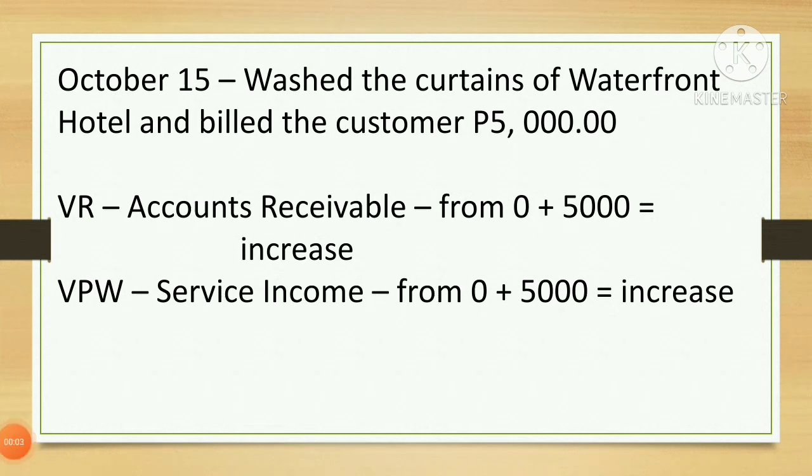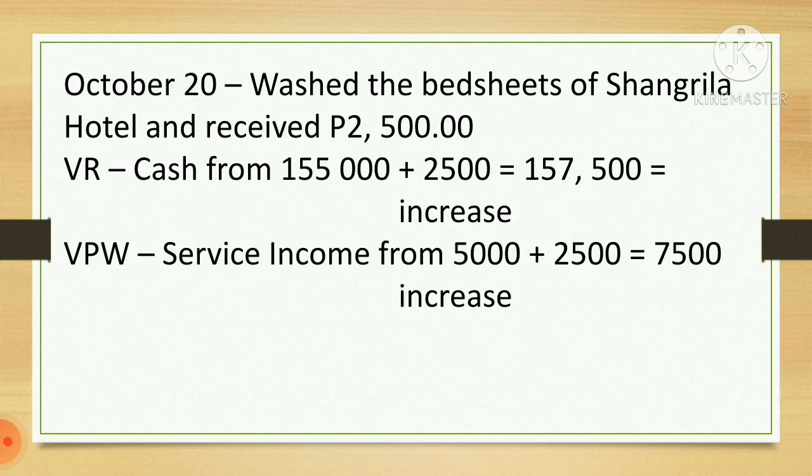So going back, does the company already have service income? No, the company doesn't have any service income yet. So that's from 0 plus 5,000, it becomes 5,000. So what happened to the service income? Did it increase or decrease? It increased, of course, because that's from 0, it becomes 5,000, so that's an increase. Now, next transaction, October 20, washed the bed sheets of Shangri-La Hotel and received 2,500 pesos.